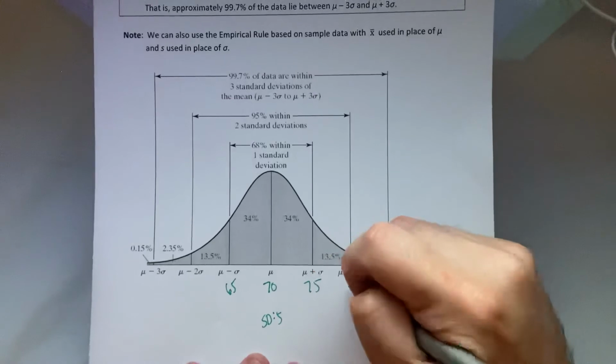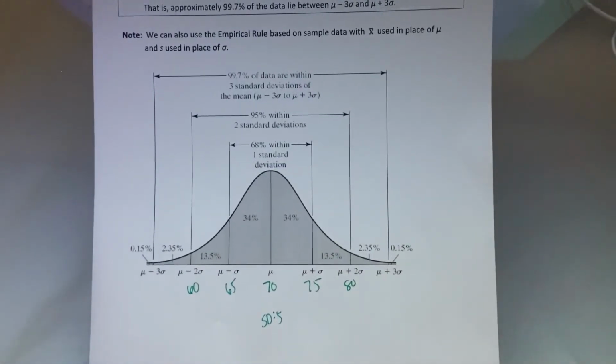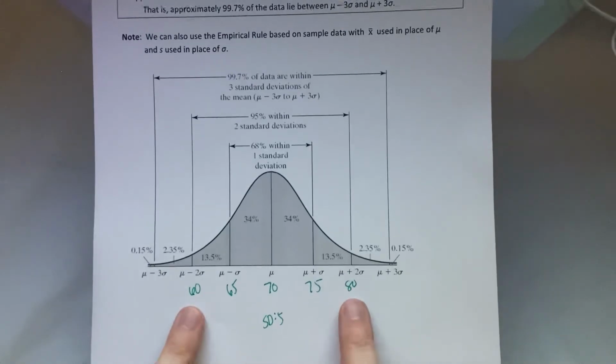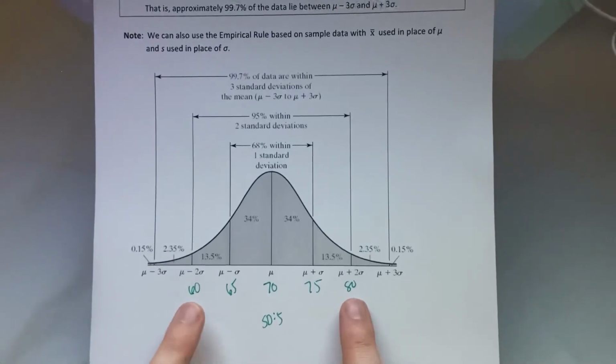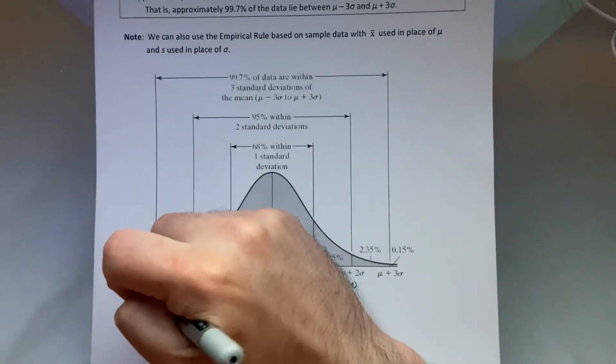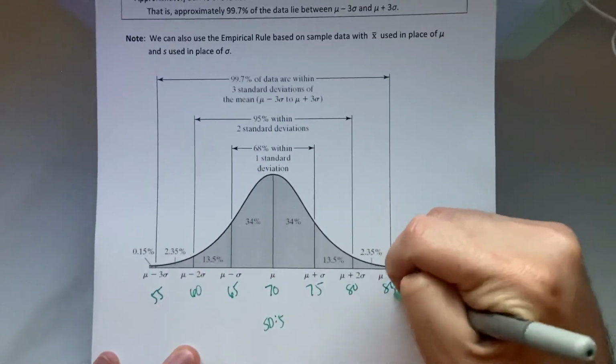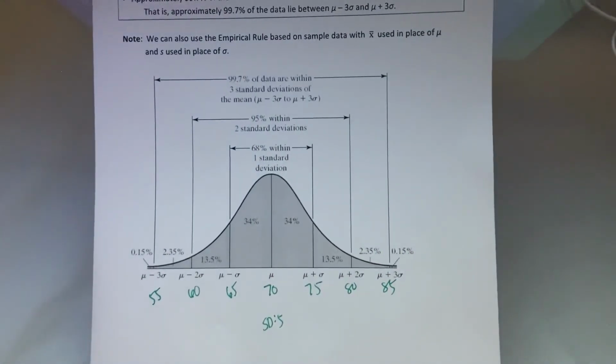And if you go another 5 up, 80 and 60, respectively, or 5 down, 95% of all scores, so 19 out of 20 scores, will be between 60 and 80. And then one more after that, 55 to 85, 99.7% of scores would be between 55 and 85. Like, well, what does that even mean? It means about 299 out of 300 would be.